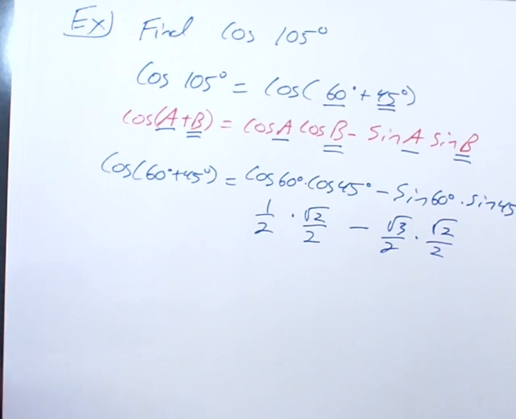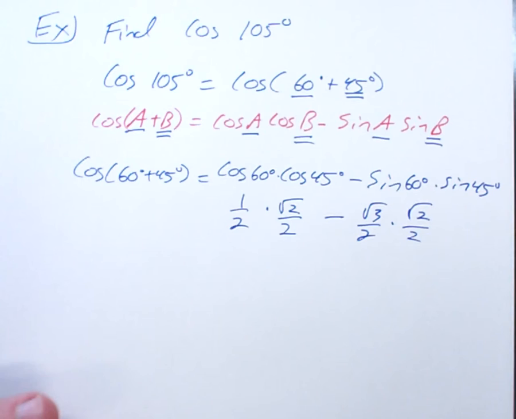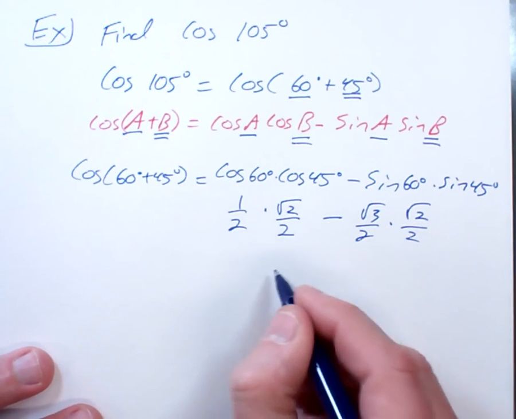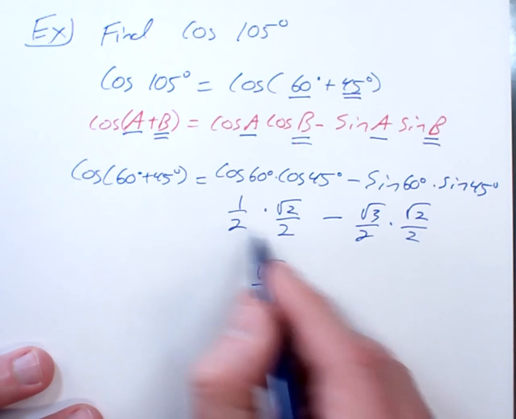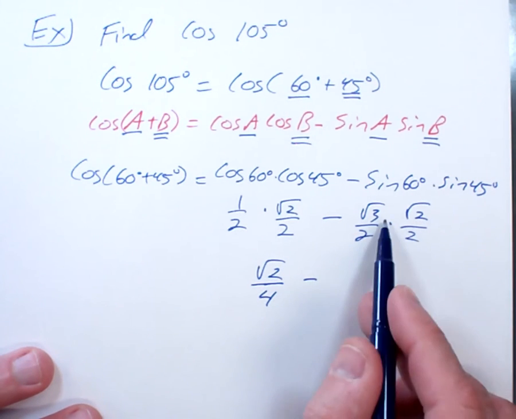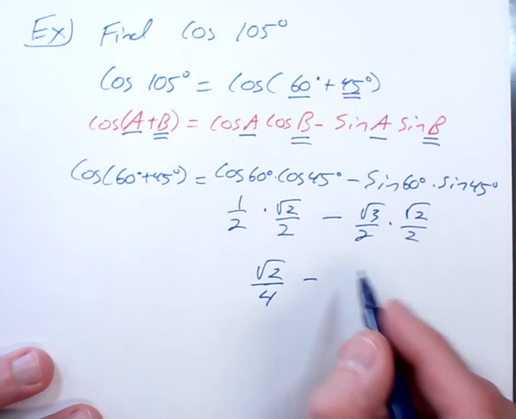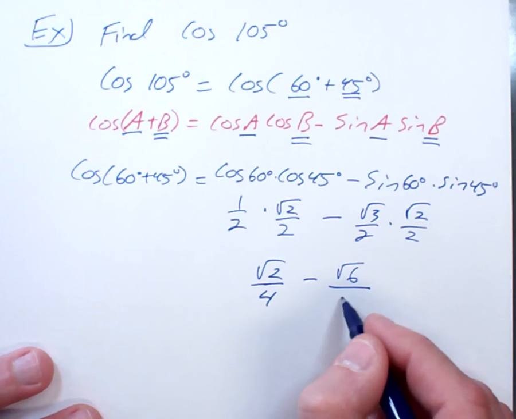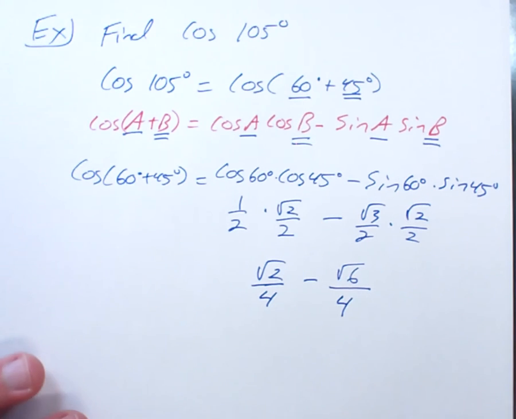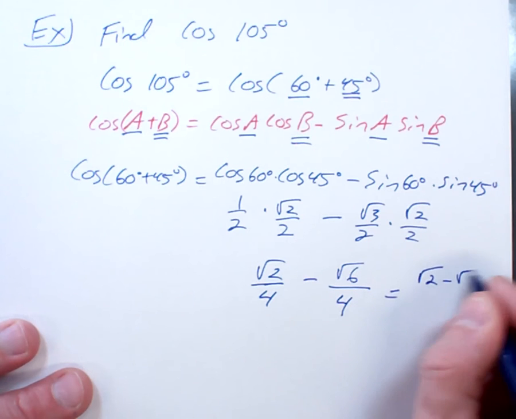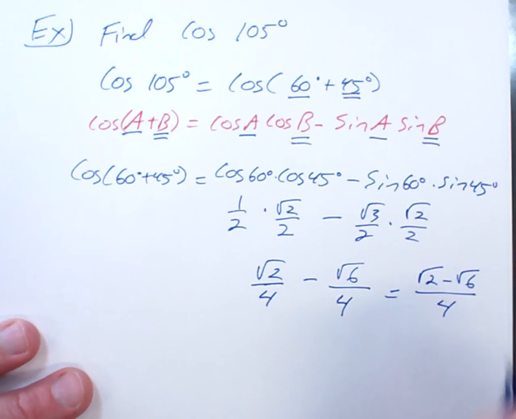Well, now I just have to multiply fractions. And how do I multiply fractions? Top times top, bottom times bottom. 1 times square root of 2 is square root of 2. 2 times 2 is 4, minus square root of 3 times the square root of 2 is the square root of 6 over 2 times 2 is 4. They have a common denominator already, so we can combine them and say this is square root of 2 minus square root of 6 over 4. And that is the exact value for the cosine of 105.